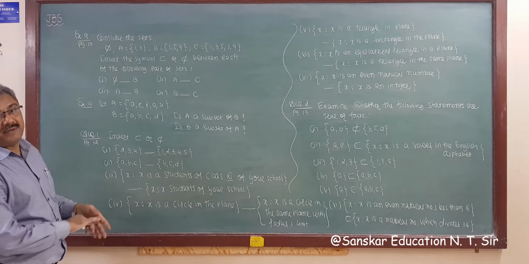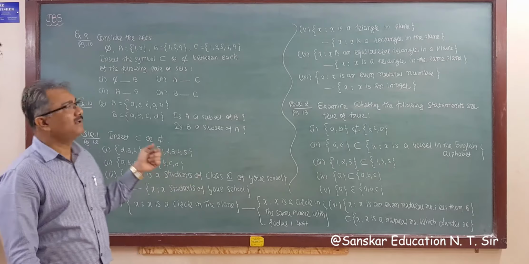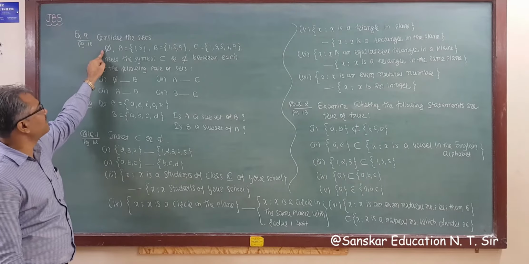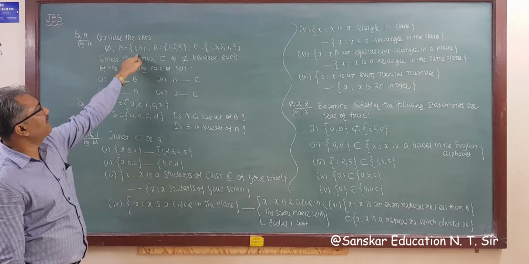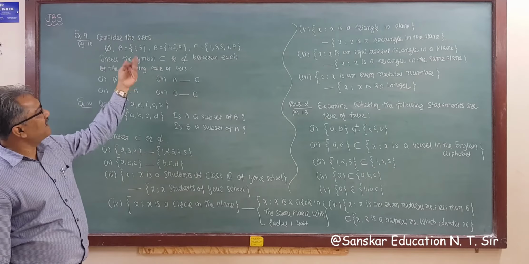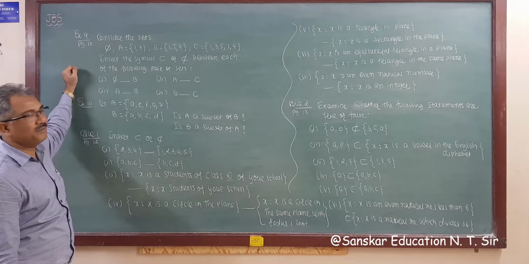So, example number 9, page 10. Consider the sets. Sets are given. First is φ, which means null set or empty set. A is equal to {1, 3}. B is the set {1, 5, 9}. C, insert the symbol subset or not subset between each of the following pair of sets.